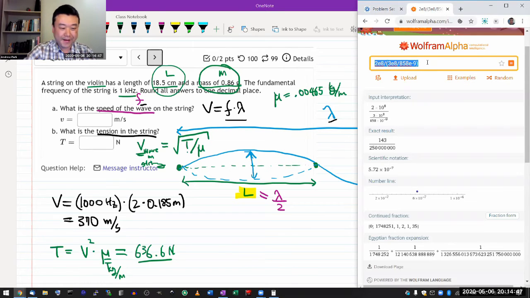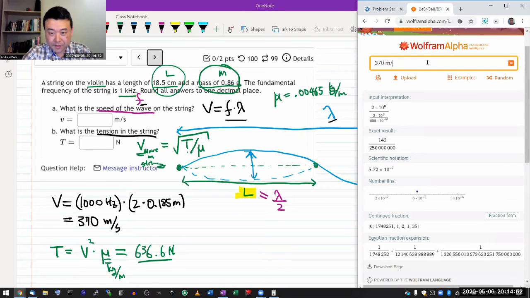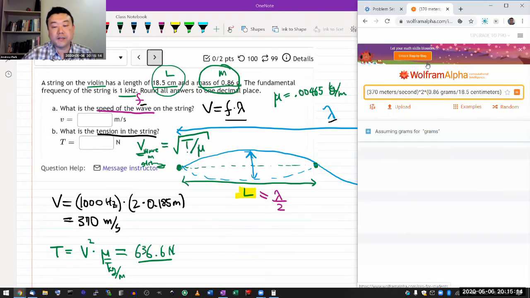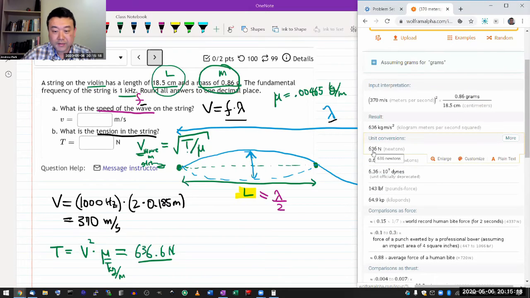So in Wolfram Alpha, speed squared, 370, let me do it this way: meters per second squared. And I'm going to use the fact that Wolfram Alpha is aware of units. So for the linear mass density, I'm just going to put in 0.6 grams per 18.5 centimeters. And Wolfram Alpha will just work out the units for me, and then it'll give me an answer in newtons. And yeah, there it is. It's 336 even newtons, not 0.6.